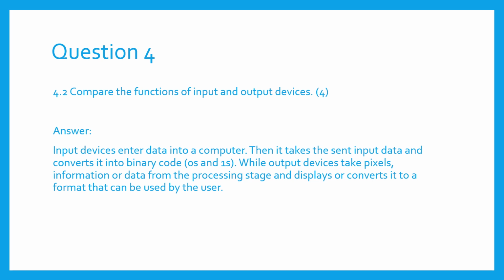Compare the functions of input and output devices. Well, input devices enter data into a computer. Then it takes the sent input data and converts it into binary codes, zeros and ones. While the output device takes pixels, information or data from the processing stage and displays or converts it to a format that can be used by the user.